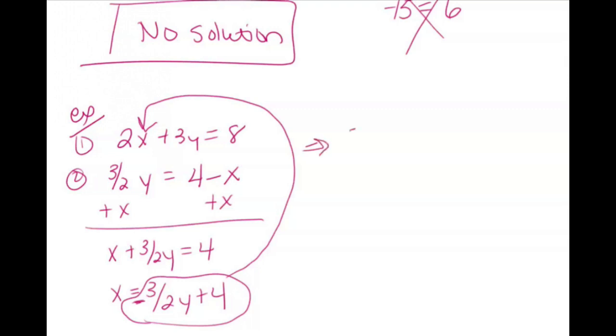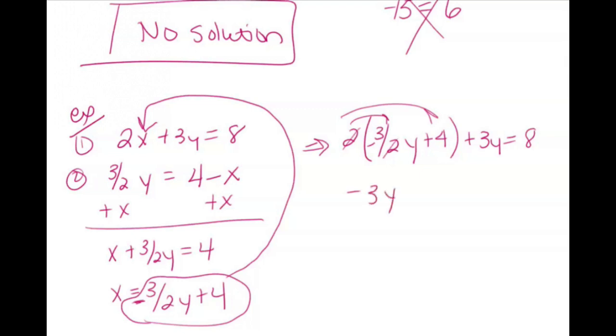So when I rewrite, I'm going to get 2 times the quantity negative 3/2 y plus 4, plus 3y equals 8. All right, so when we have 2, now we distribute, right? So 2 times negative 3/2, those 2's go away, and I get negative 3y. And I still do need to distribute that 2. 2 times 4 is 8, plus 3y equals 8. Now these 3y's go away, and I get 8 equals 8.